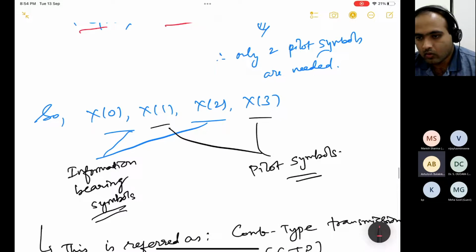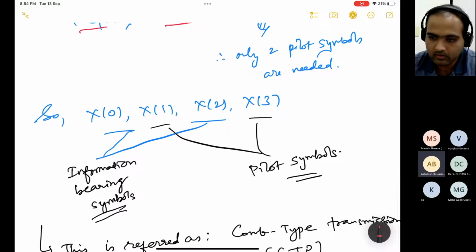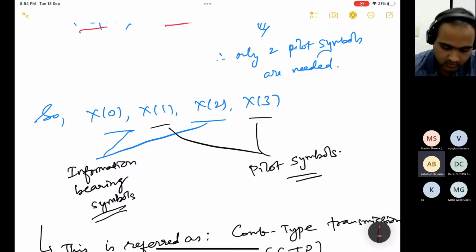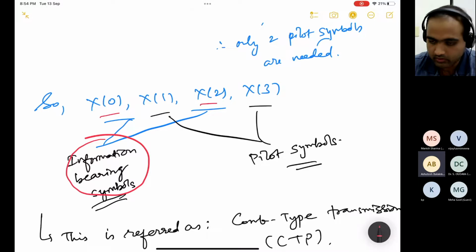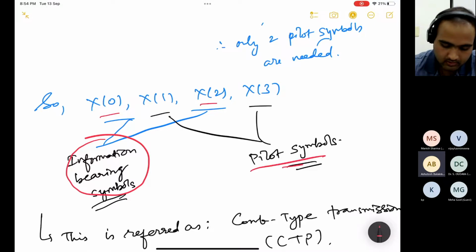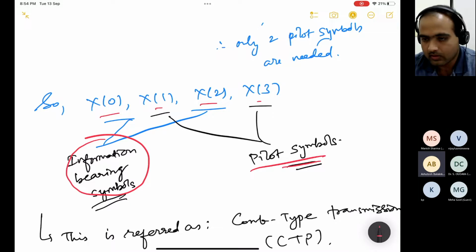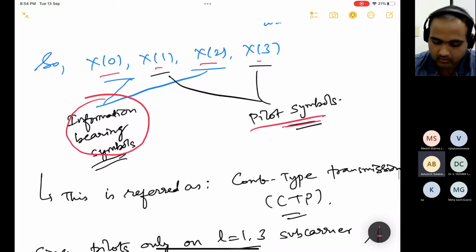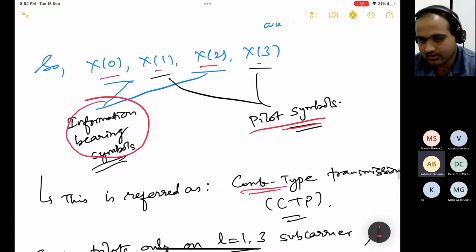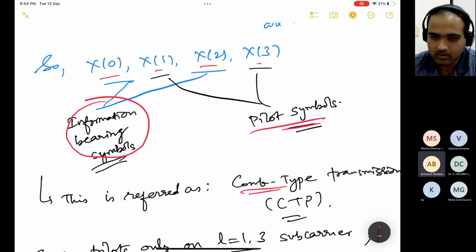So in the comb type estimation, in the comb type OFDM, what we do is that we have the information bearing symbols as, say, X0 and X2, and the pilot symbols as, say, X1 and X3. So rather than having 4 data symbols or 4 pilot symbols, we are interleaving the data symbols and the pilot symbols, and that is why it is kind of a comb structure, and that is why it is called comb type transmission.